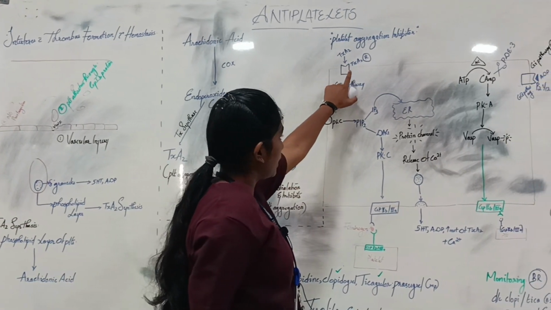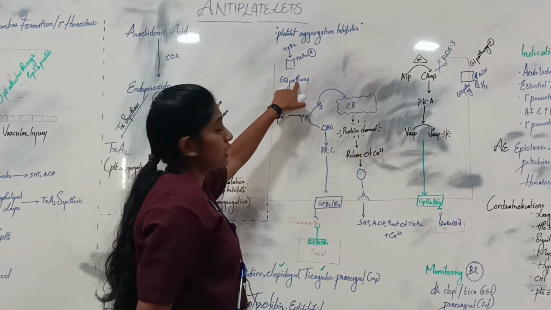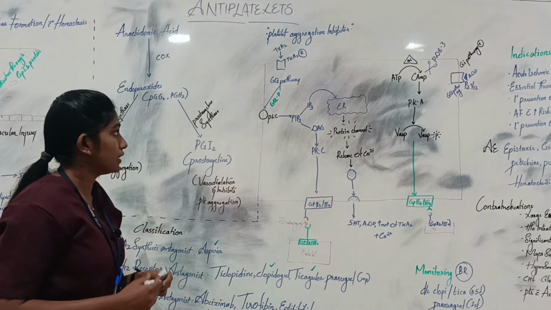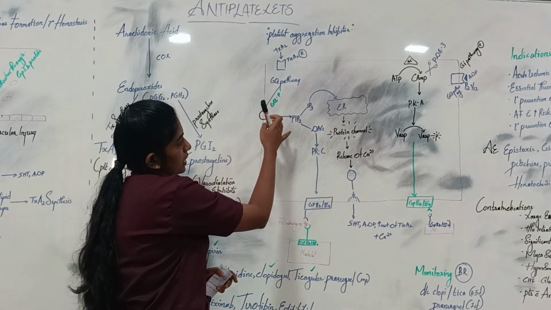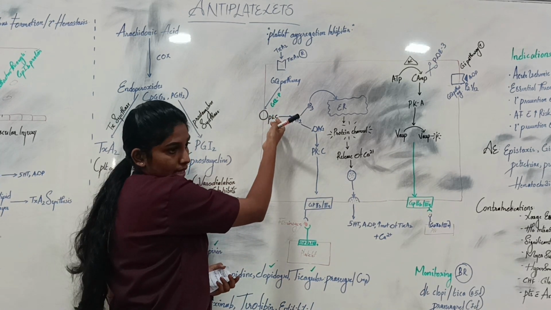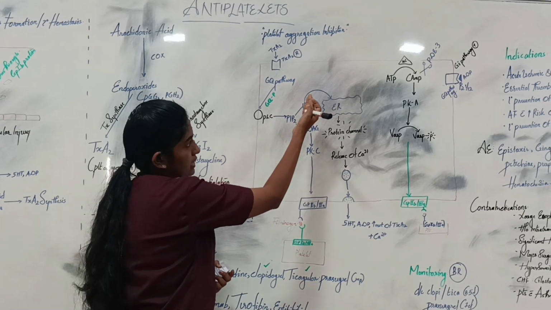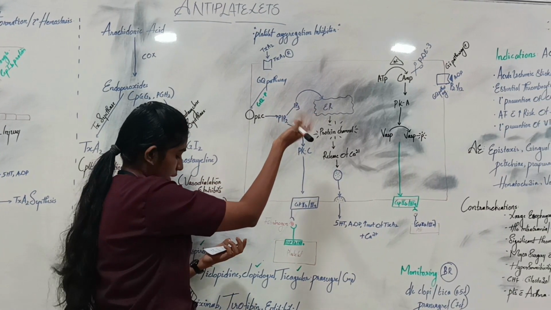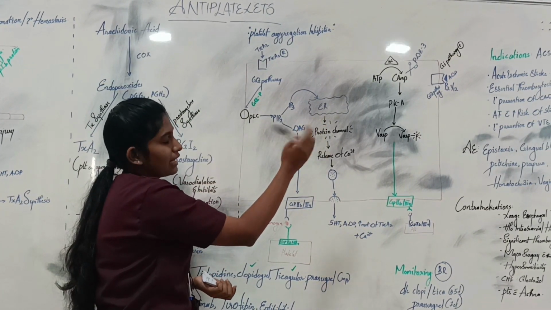Thromboxane A2 comes and attaches to the thromboxane A2 receptor, which activates the Gq pathway. The Gq protein stimulates a membrane-bound protein, that is PLC. This PLC breaks down PIP2 into IP3, that is inositol triphosphate, and DAG, that is diacylglycerol.